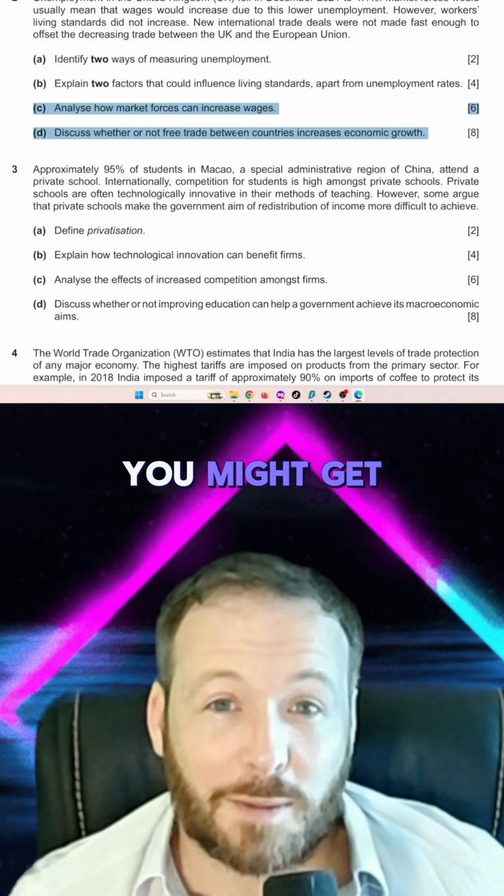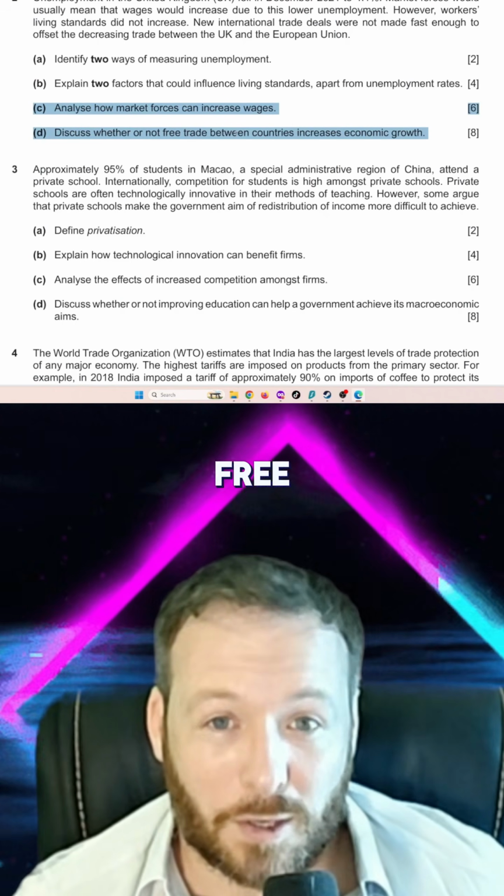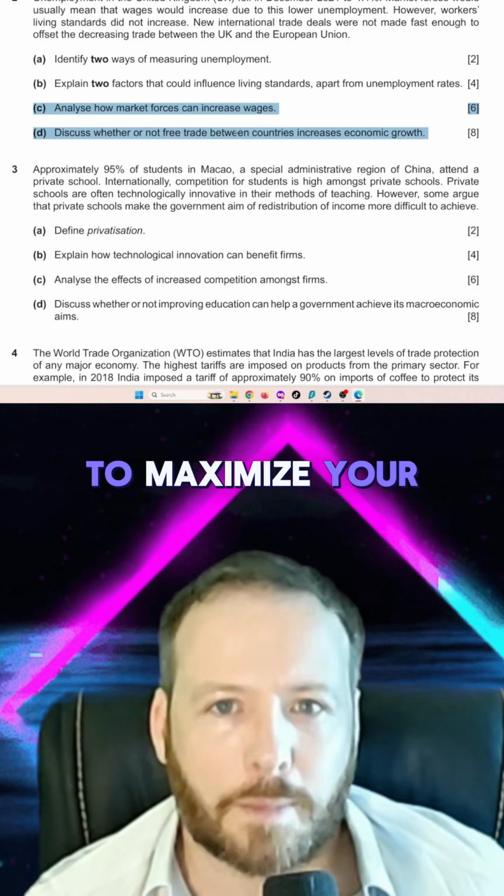In some of these mark schemes, you might get 5 marks. In some of them, you might get 3 marks for it. So try to get 3 logical chains in there to maximize your mark potential.